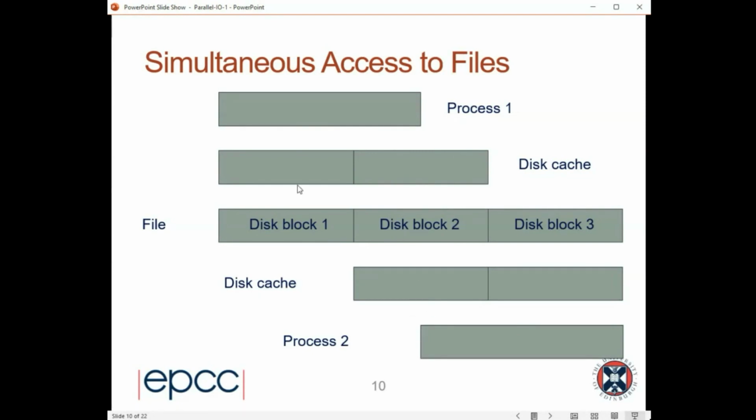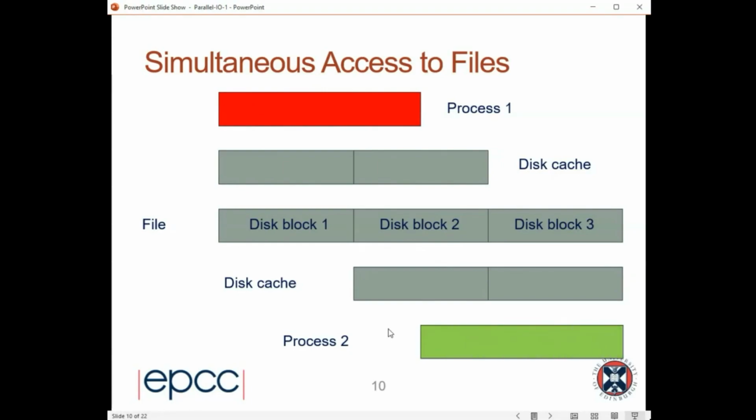Process 1 has a copy of disk blocks 1 and 2 and has loaded disk block 1 and half of disk block 2 into its array, into its memory. Process 2 wants the second half of the file, so it has loaded disk block 2 and disk block 3, and then loaded some of that into memory. You now update that data.